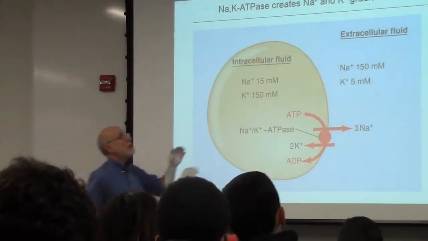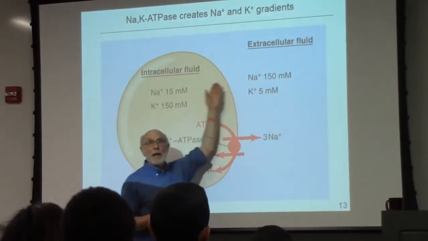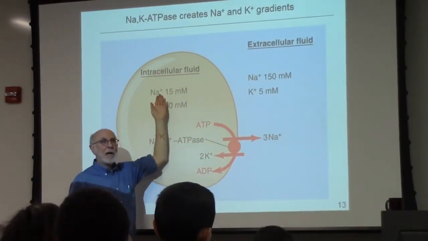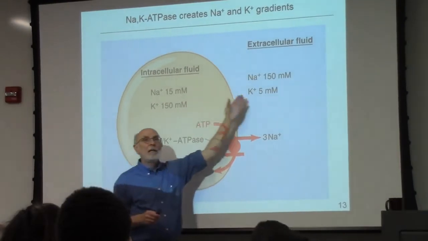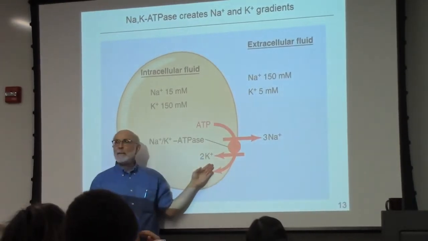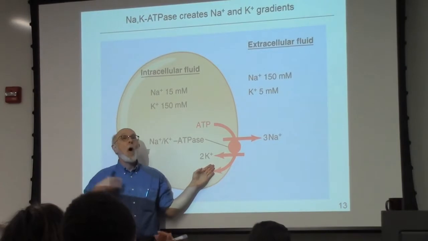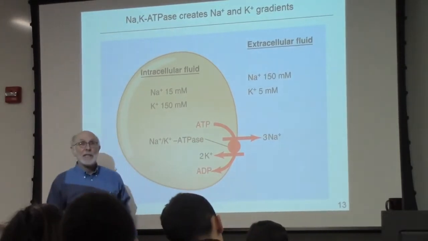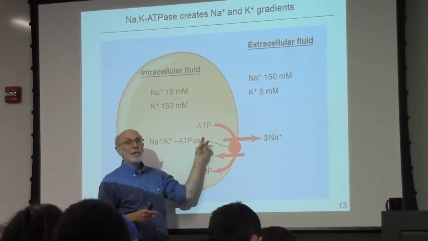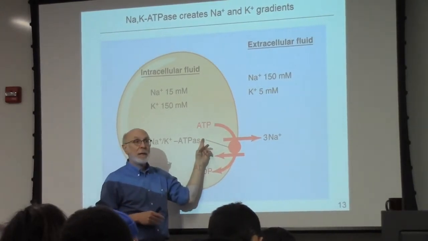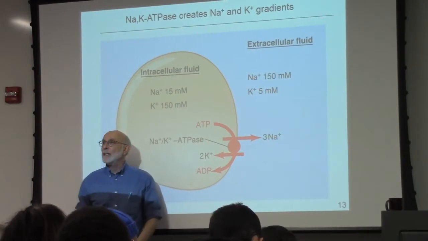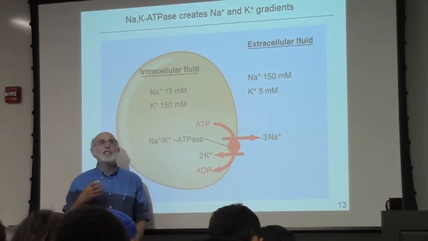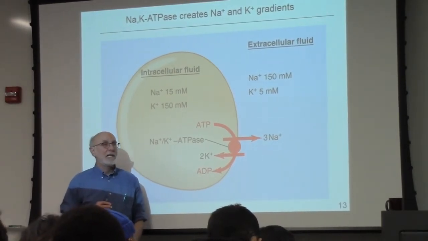So sodium concentration is high on the outside, low on the inside. Potassium concentration is high on the inside, low on the outside. The sodium potassium ATPase is working very hard all the time to maintain those gradients. And so even when sodium channels allow sodium to flow in, which we'll get to next week, the pump is maintaining the gradient. The channels do not disturb the gradient to any appreciable extent.